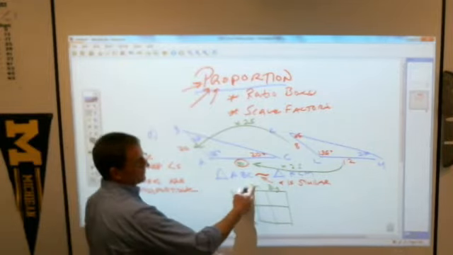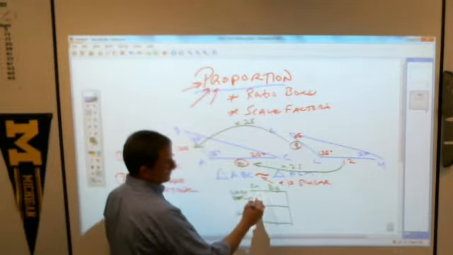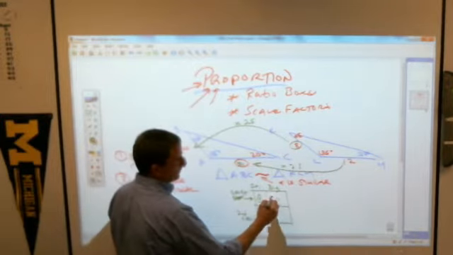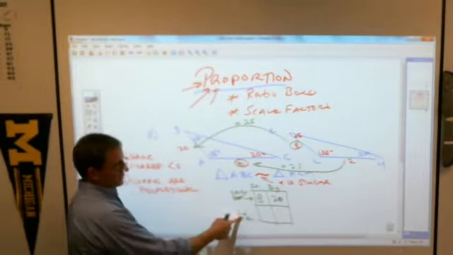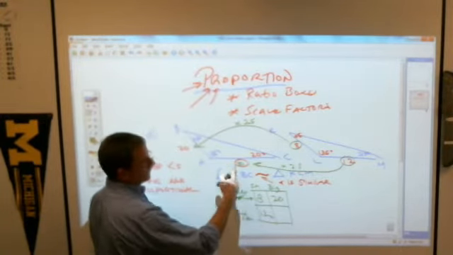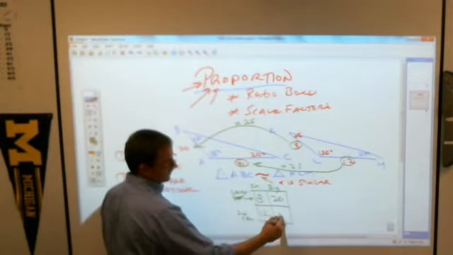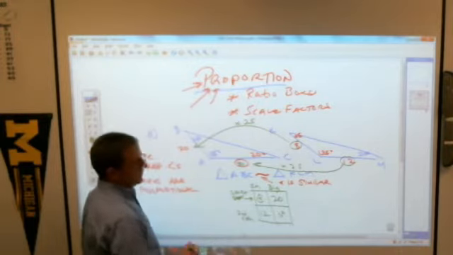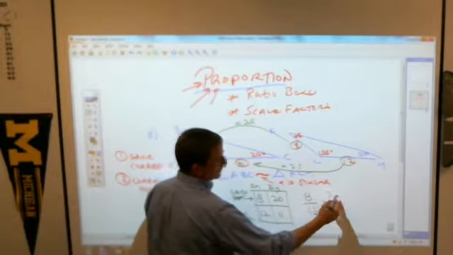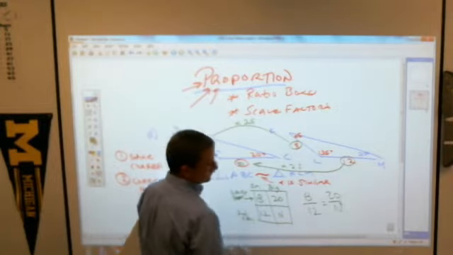The short side on the small triangle is 8. The short side on the big triangle is 20. The second shortest side on the small triangle is 12, and this one here we didn't know, so that would be our letter N. And it's really all the same thing. 8 over 12 equals 20 over what number?